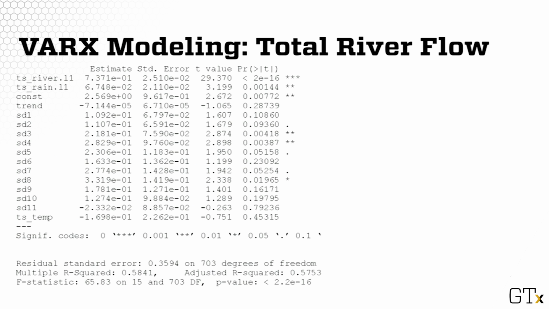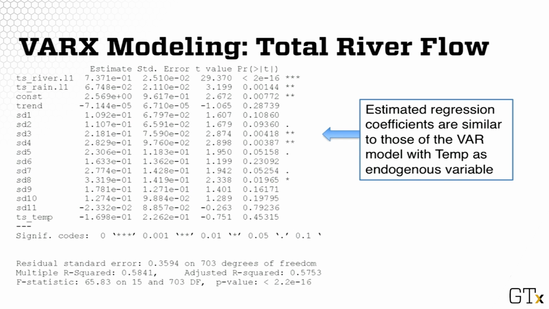The rest of the implementation is just like the VAR model without exogenous variables. This is the output of the VAR-X model which includes temperature as an exogenous variable. The regression coefficient for temperature as an exogenous variable is not statistically significant, given that we accounted for seasonality, trend, and zero correlation in the river flow modeling. Importantly, the estimated coefficients based on this model are similar to those from the model where temperature is an endogenous variable.